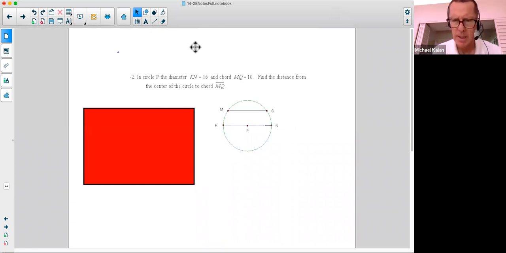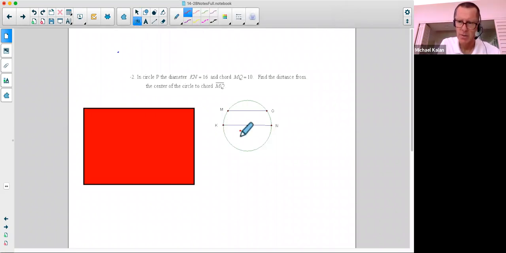In circle P, the diameter KN is 16. I'll mark this one up with you. So this whole thing is 16. And chord MQ is 10. So this whole thing is 10. Find the distance from the center of the circle to chord MQ. So in other words, we're trying to find this, and we know this is perpendicular because that's how we measure the distance from one thing to another. It's the shortest, right? Okay, awesome. Go for it.